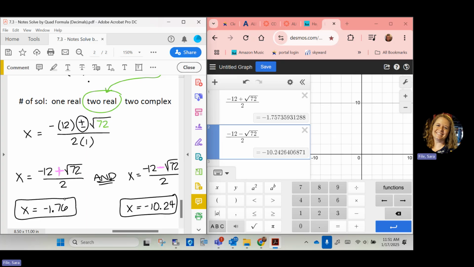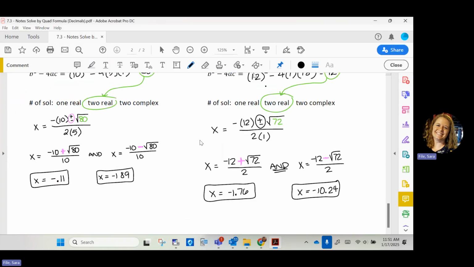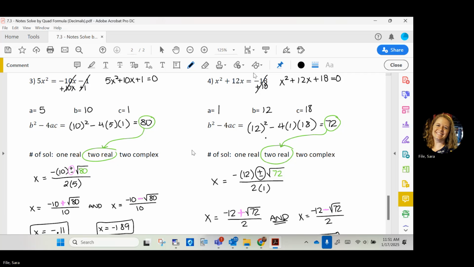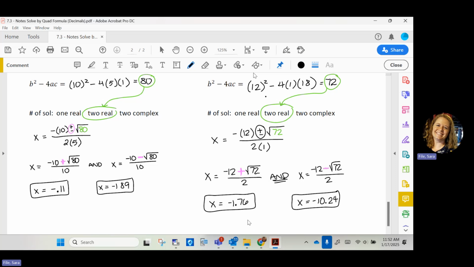Those are our 2 solutions. Now, all of these, I only showed you checking graphically with the first one, but with any of these, once you have it set equal to 0, you could plug this in and see the graph, and then click on the x-intercepts and make sure that those decimals match. Okay, so now you're going to have a practice in Delta Math.